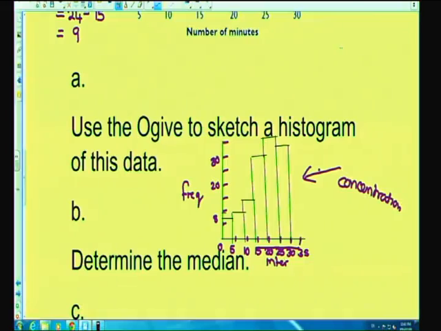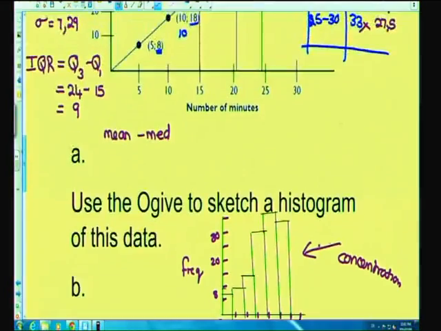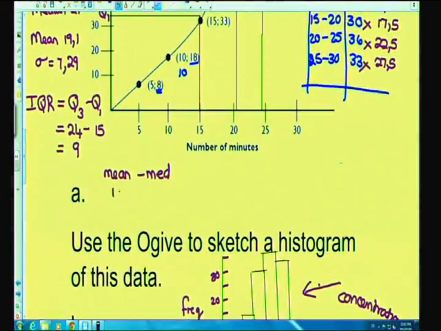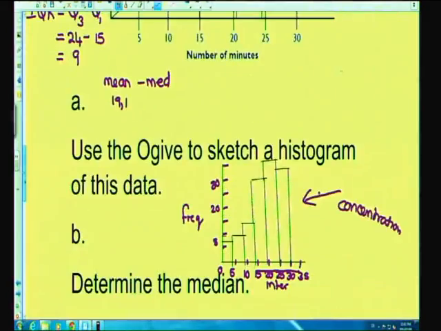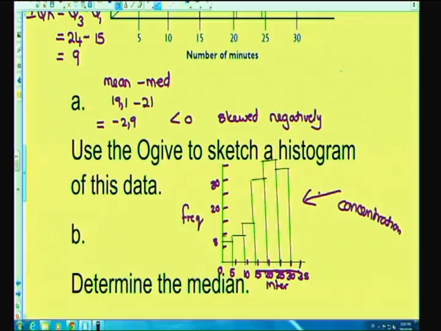What we can do is we can use the mean minus the median. Now, do we know that? Yes, we do. We've worked that out already. We know that the mean was 19,1, and the median was 21, if I remember rightly, but let's just make sure. Yes, it was. Now, if I subtract that, I'm going to get a negative answer. In fact, I'm going to get negative 2,9. Now, if it's negative, so it's less than 0, we say it is skewed negatively or to the left.